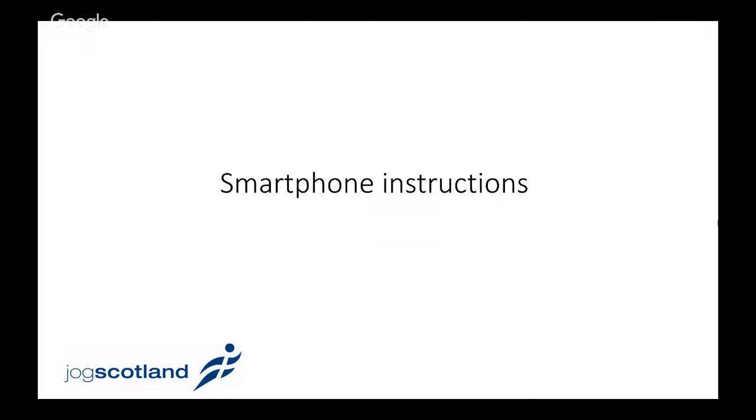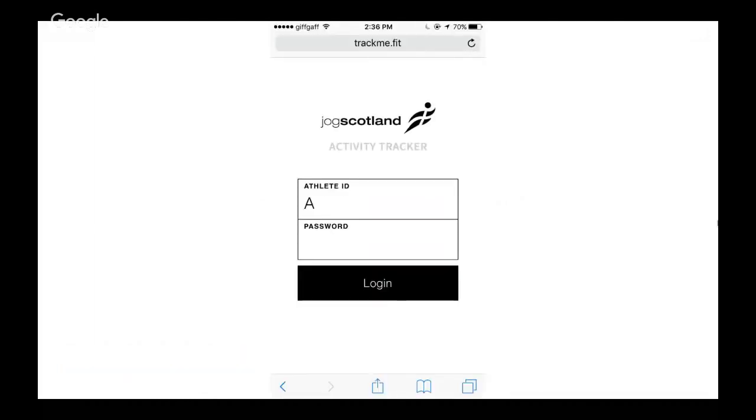Now I'll show you smartphone instructions for Android or iPhone. The following screenshots show what the TrackMeFit website might look like on a smartphone. Type in the website as shown at the top of the screen here, and you will be presented with the login page like this. Log in with your parkrun barcode ID and password in the boxes provided, and then press login.